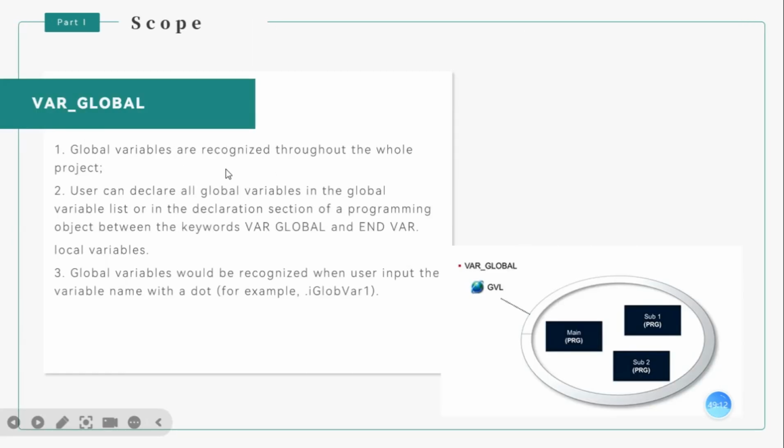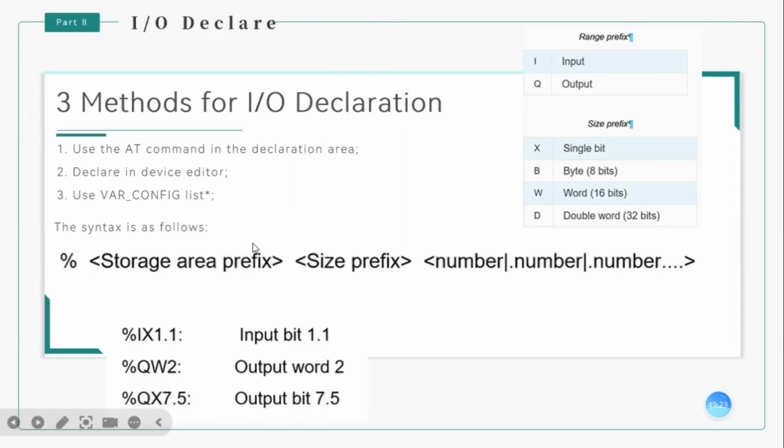So global variable is recognized throughout the whole project. So the scope region is different. So here is about the I/O declaration. We have three methods to declare the I/O. First is using the AT command.